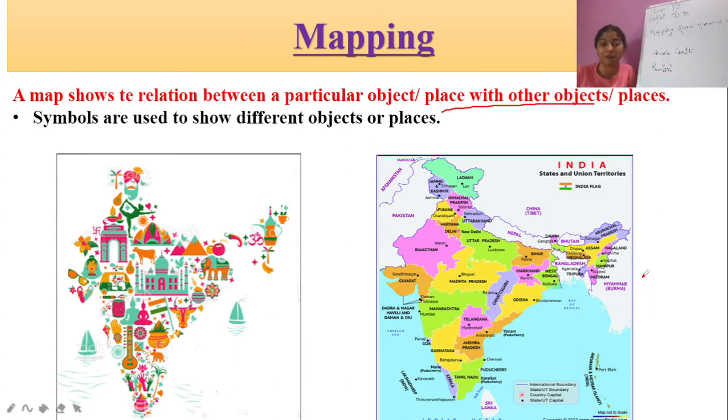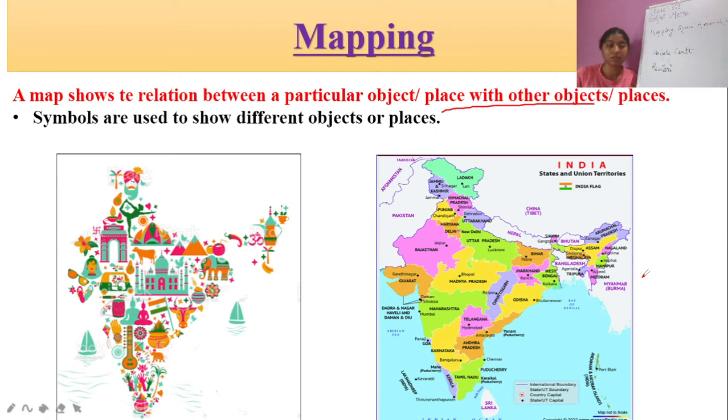But if we have a mapping app, have you heard about Google Maps on your phone? There you come to know how much distance, how many steps, and how much time is required to go from one place to another. So that way it helps to find the relation between two particular places and objects.